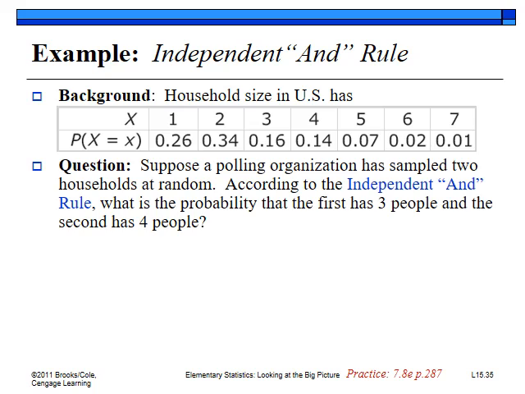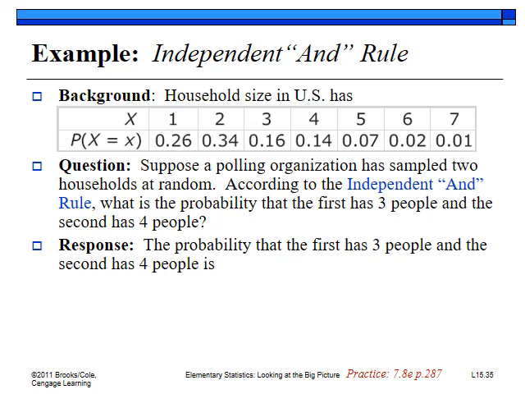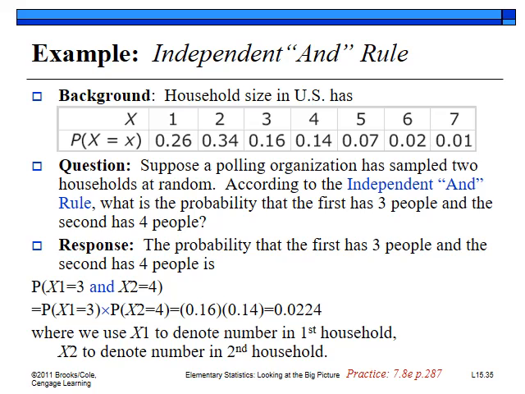The AND rule. Let's suppose we sample 2 households at random. What is the probability that the first has 3 people and the second has 4 people? Well, these 2 events are independent, or at least they are approximately independent because the sample size is 2 and the population size is however many households there are in the United States, which is far more than 10 times 2. So we can multiply these probabilities and we get 0.0224.